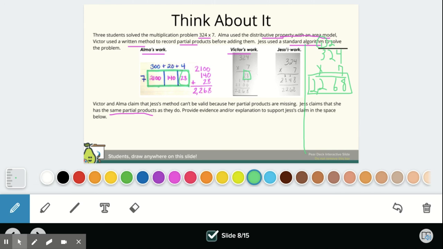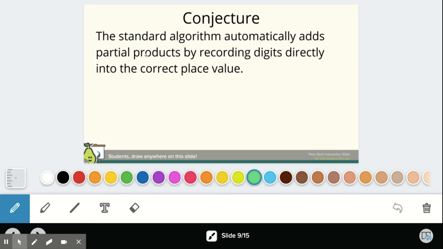So looking at this, we can see that Jess took a very similar approach, and also Alma took a very similar approach. This is just a different way to multiply our numbers, and this method is called the standard algorithm. And our conjecture that is connected to this lesson is: the standard algorithm automatically adds partial products by recording digits directly into the correct place value.